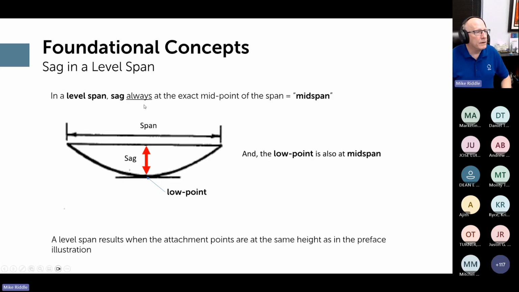In a level span, sag is always at the midpoint of the span. Throughout this presentation, we're going to refer to that as mid-span. And it turns out that the low point, the lowest point of the cable, is also at mid-span. And just to make it clear, a level span results when the attachment points are at the same height, as you see in this illustration here.